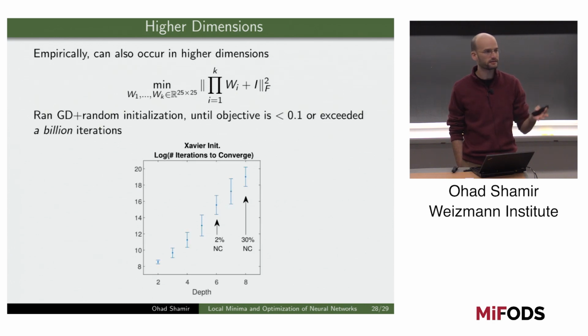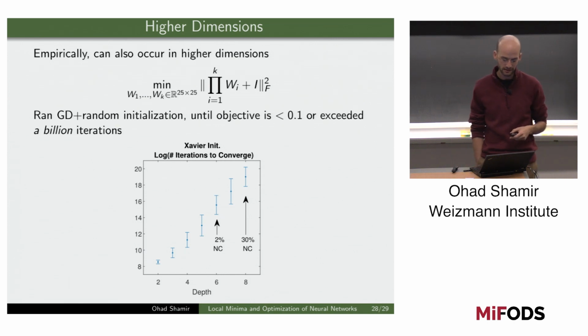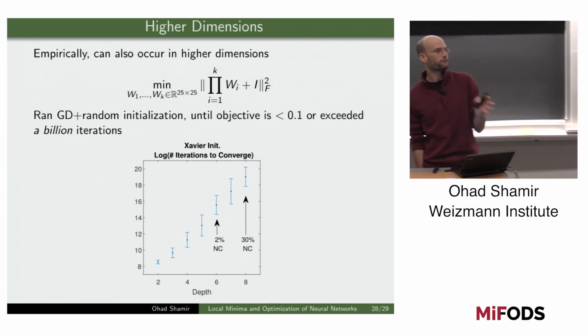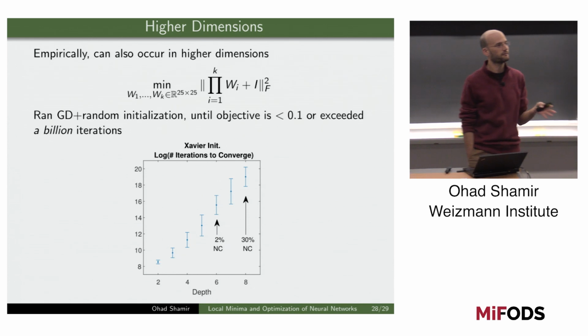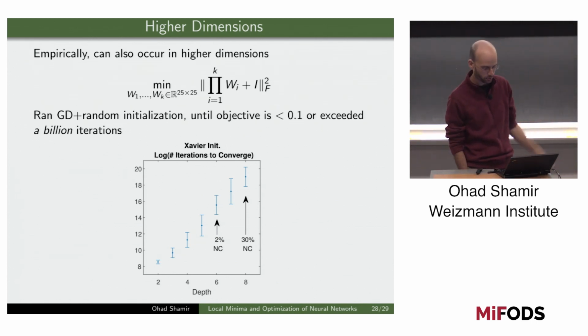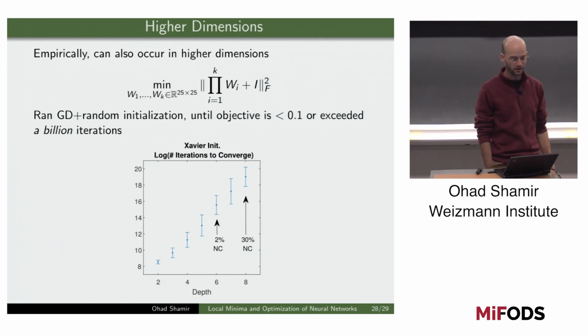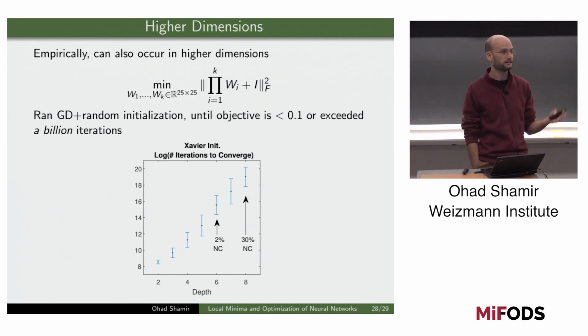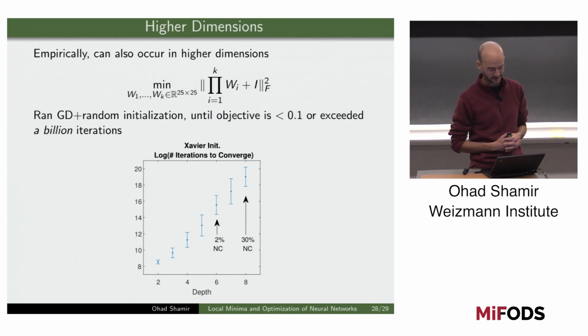We ran gradient descent with standard random initialization and we waited until one of two things happened. Either the objective became smaller than some reasonable threshold, 0.1 here, or we timed out at 1 billion iterations. Now, 1 billion iterations is a ridiculously large number for this kind of problem, where I just have a few 25 by 25 matrices. And we got the following.